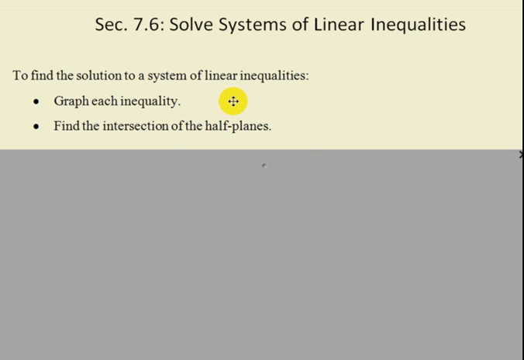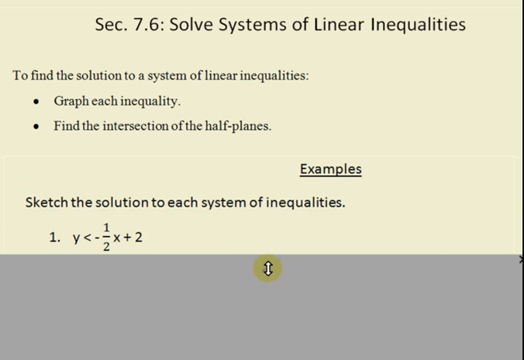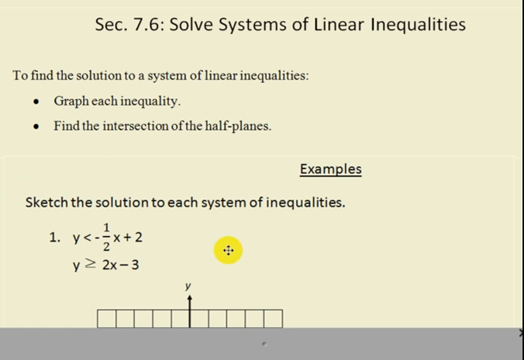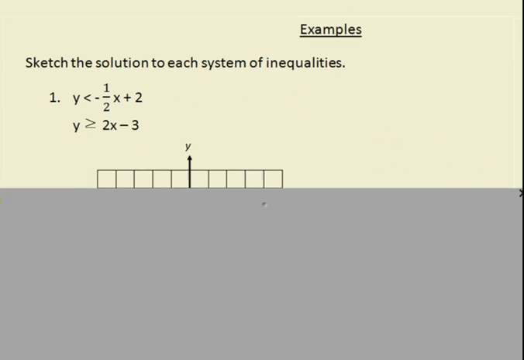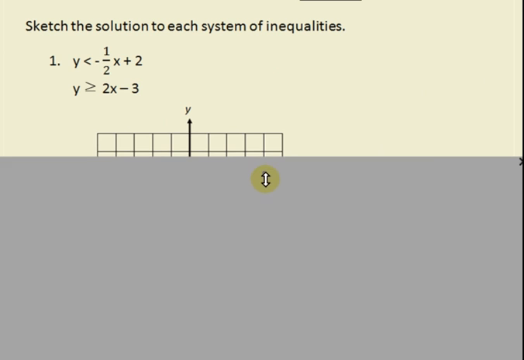Remember that this is going to be a line in two dimensions. We're working with x and y, and then we're going to shade a half plane on one side or the other of that line. And then we're going to find the intersection of the half planes for the two graphs. And that intersection is going to show us the solutions. So let's go ahead and look at some examples here.